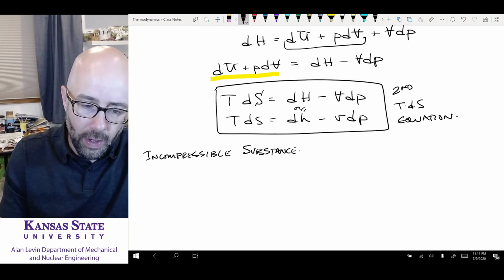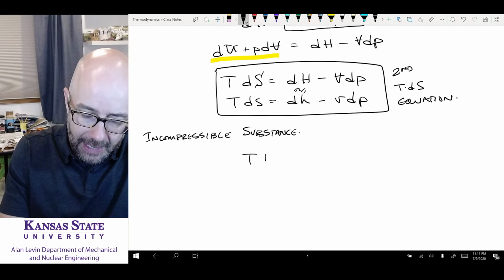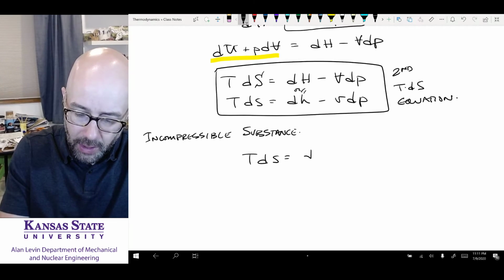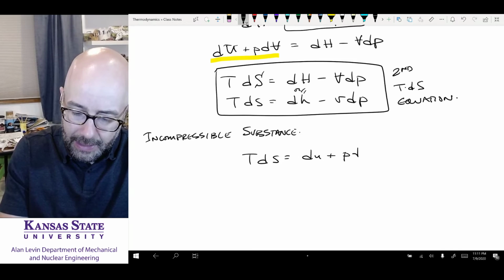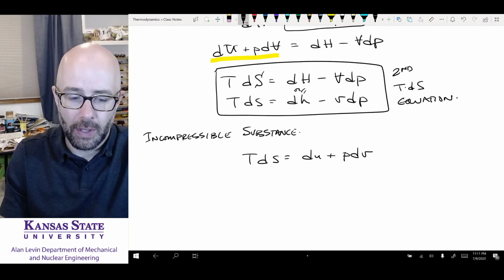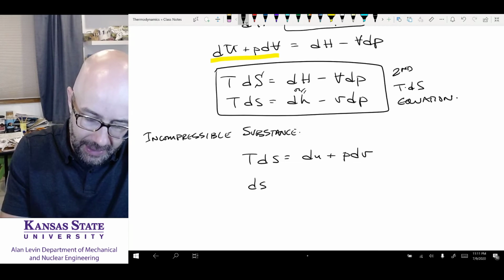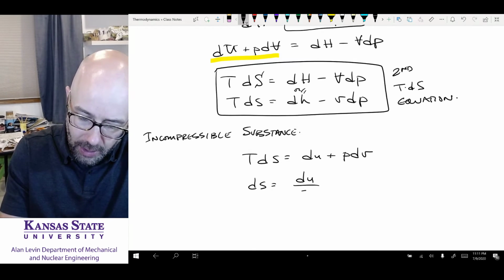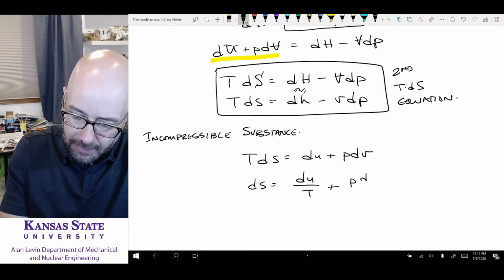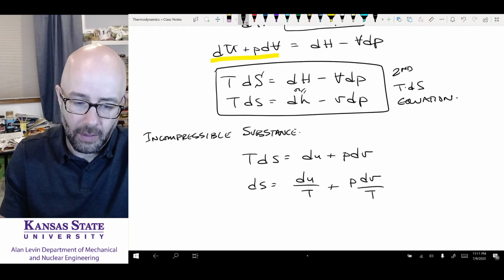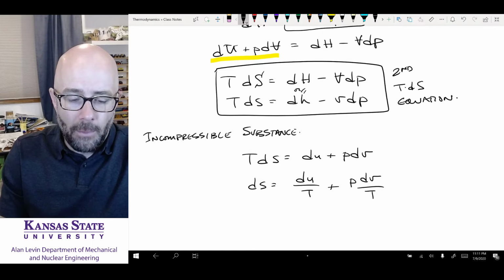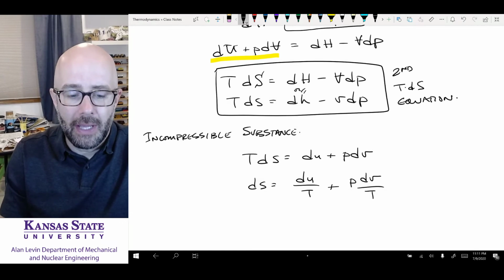Okay, we're going to use this equation, T dS is equal to dU plus P dV. Now we're going to say, I want to find out what the change in entropy is. So I'm going to say dS is equal to dU over temperature plus P dV over temperature. Now, we're trying to find out what the change in entropy is.